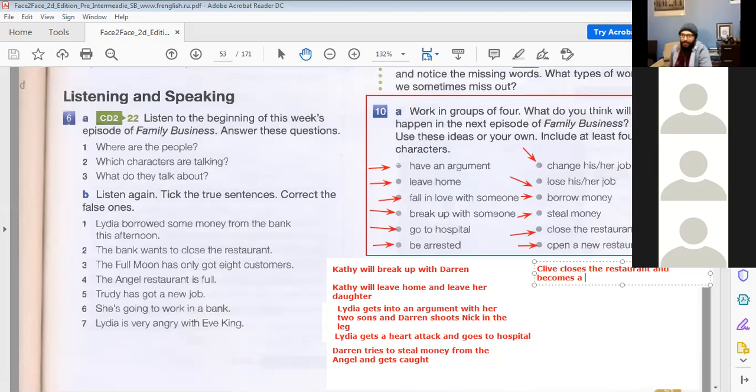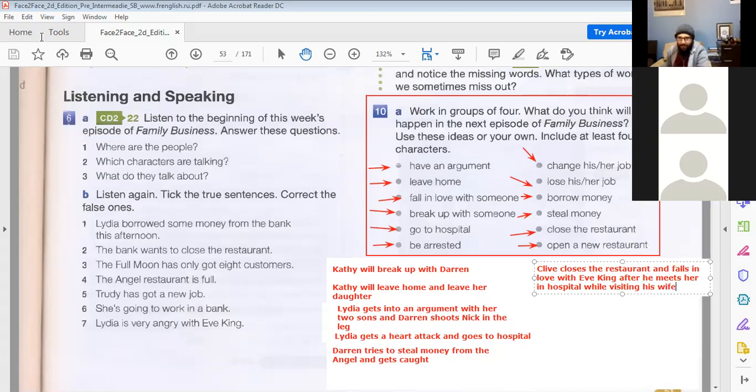Selma, what do you think? I've got an idea. He closes his restaurant and falls in love with Eve King after he meets her in hospital while visiting his wife. What do you think? I think it's a nice ending for this episode. Yes. Yeah.